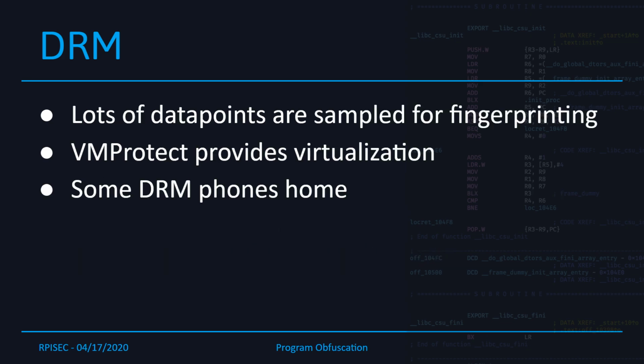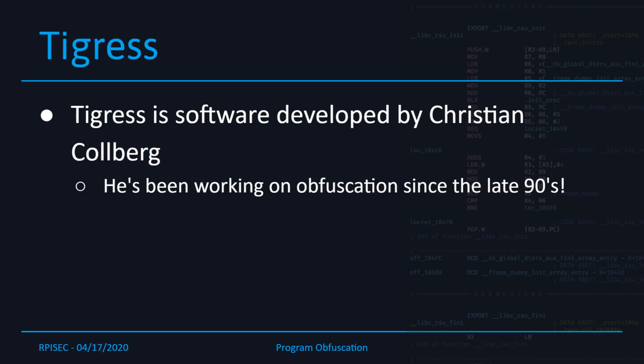DRM will do all kinds of tricks that are very similar to binary packers. Things like VMProtect, which virtualizes your program or certain important parts. Your DRM might phone home to say, am I still licensed here? And this can make it quite irritating to work with. There's also things like detecting virtual machines. So it's basically legal malware, which is a little bit funny.